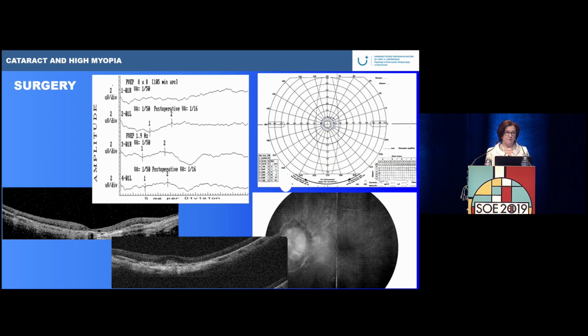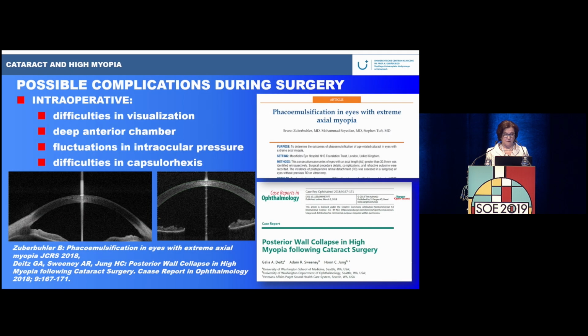We sometimes find patients who come to us with a cataract, a hard cataract, and we cannot notice what happened in the posterior pole. But the visual field could be like you can see here, and after the surgery you can find the posterior part of the eye really disturbed. Possible complications during surgery, we can find intra- and postoperative.